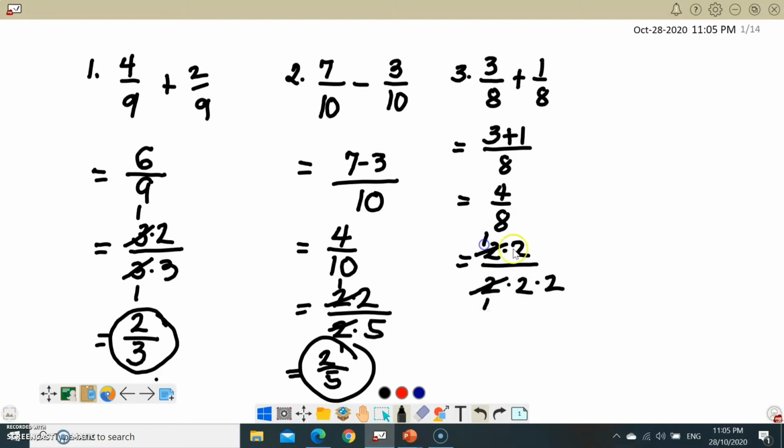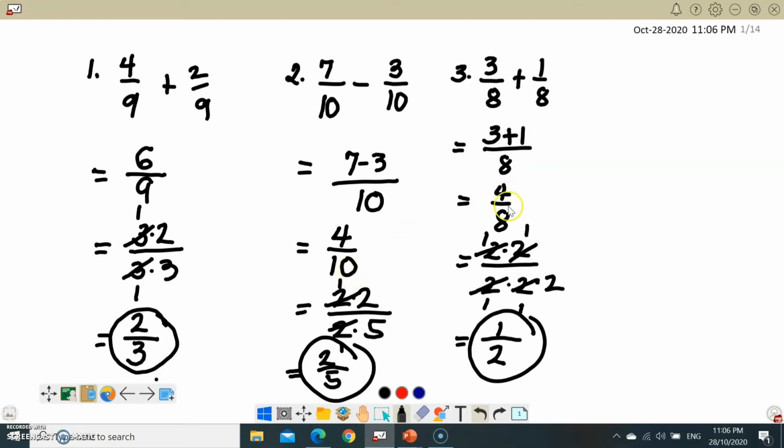The quotient is 1. And we now have 1 times 1 is equal to 1, and 1 times 1 times 2 is equal to 2. And we have 1/2 as the sum of 3 over 8 plus 1 over 8.